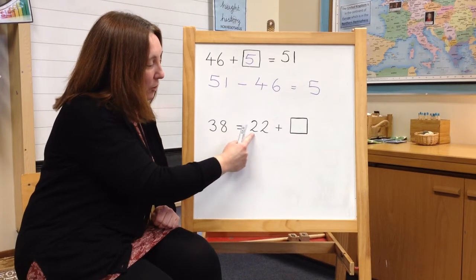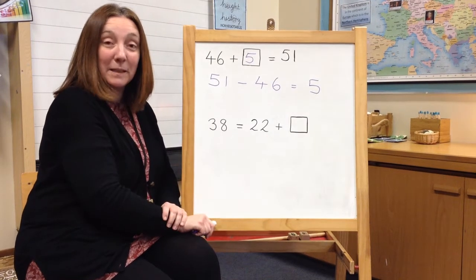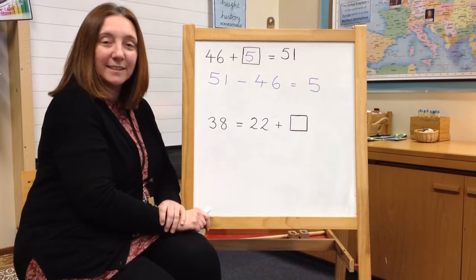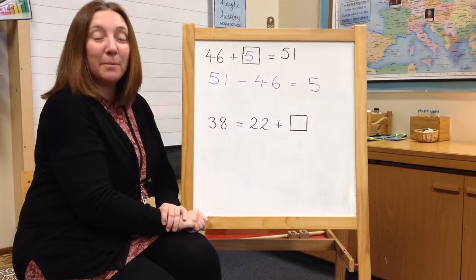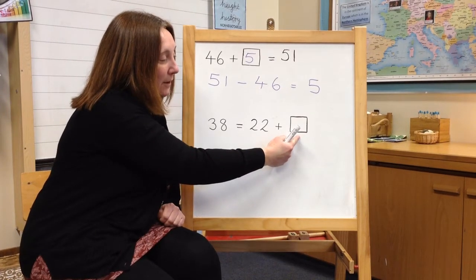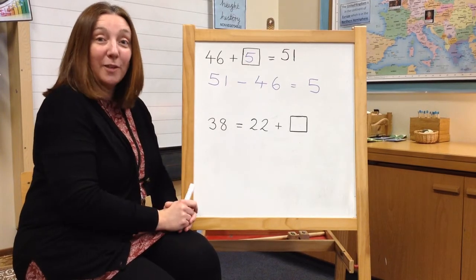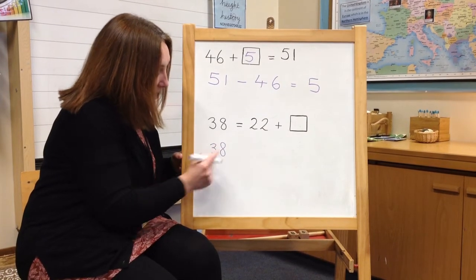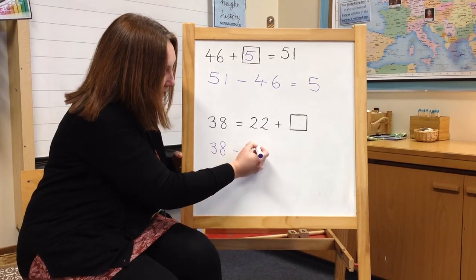38 equals 22 add something. It's the addend that's missing again. So we've got the total and we've got the other addend. Like before, we know the total or the sum is the number of the greatest value in the equation. So we need to find a number that is less than this. So using our two known numbers, we're going to have to subtract again. 38 needs to be our minuend because it's the greatest number, and we're going to subtract 22.